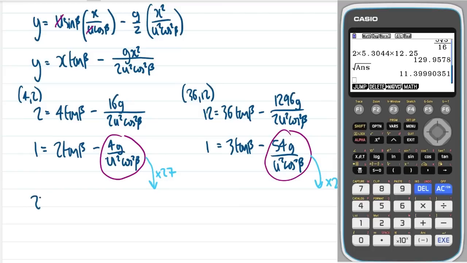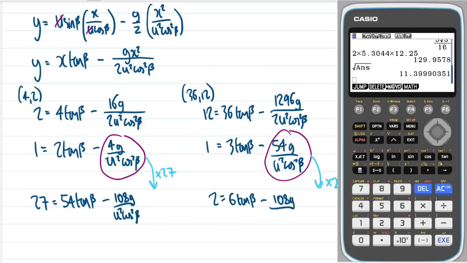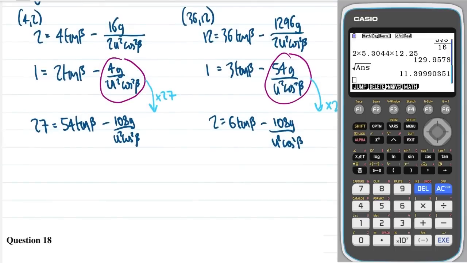Okay, so this gives me 27 is equal to 54 tan beta minus 108 g over u squared cos squared beta, and this one over here gives me 2 is equal to 6 tan beta minus 108 g over u squared cos squared beta. Brilliant. So now simultaneously we can add these two equations together, or we can subtract one from the other, should I say.